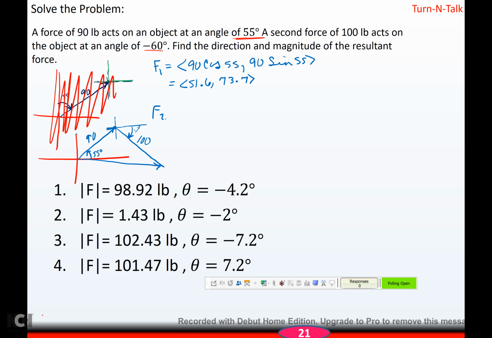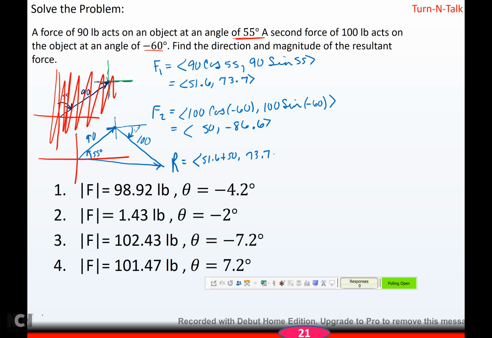To get the vector for force 2, it's going to be its magnitude times cosine of its angle, comma, magnitude times sine of its angle, which comes out to 50 comma negative 86.6. To get my resulting vector, I add F1 and F2, so I have 51.6 plus 50, 73.7 minus 86.6. I mean, you're adding, but when you add a negative, you subtract.